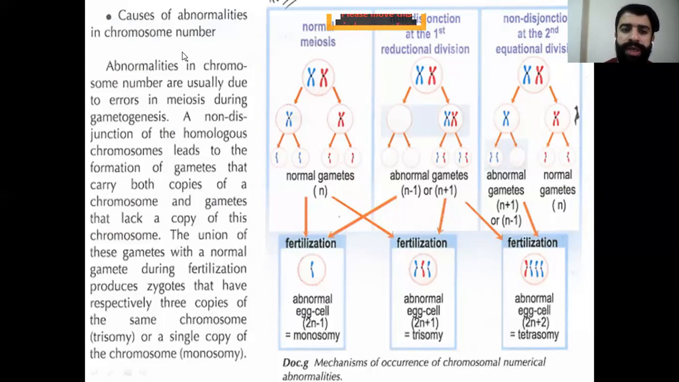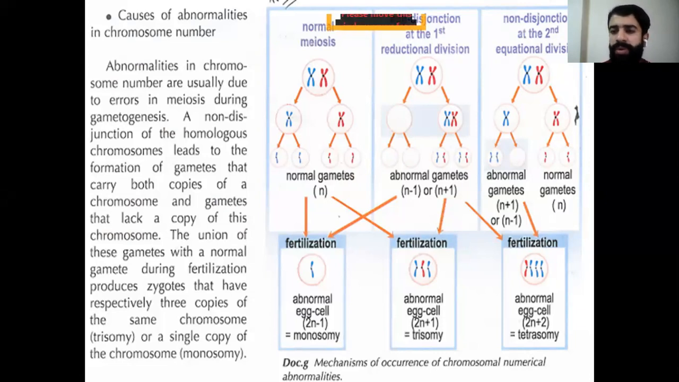This process we call gametogenesis. So we have a non-disjunction of the homologous chromosomes, leading to the formation of gametes that carry both copies of the chromosome, and gametes that lack a copy of this chromosome.